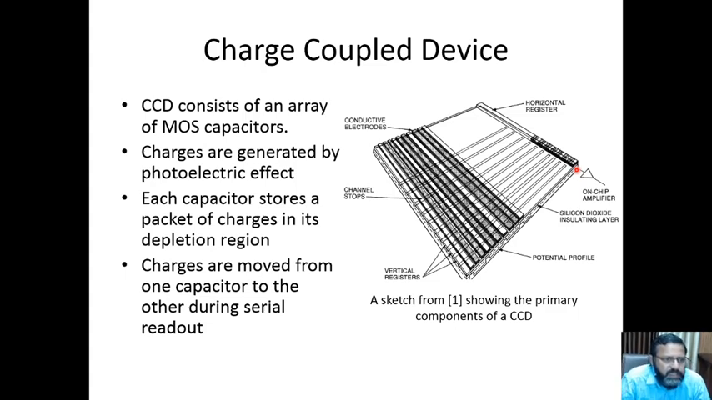So this is how the CCD detector looks. It's a sketch of the primary components of the CCD detector. It consists of a two-dimensional array of metal oxide semiconductor capacitors. So it has an active region on the top where the photoelectric effect takes place. The incident photons strike the active region and the electrons are generated, and they are biased to create a depletion region where the charges are accumulated and stored, and it's a serial readout device.